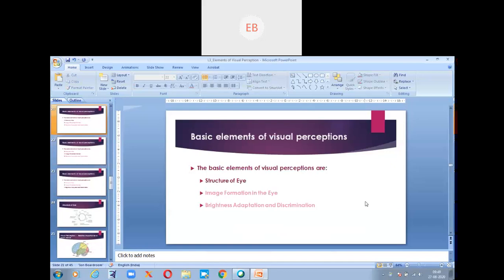In the structure of the eye we have so many related terms, so sometimes you may get fill in the blanks, maybe, or true and false. Other than that you won't get a longer question than that. You just get short answer types. But these image formation and brightness adaptation are very important topics.